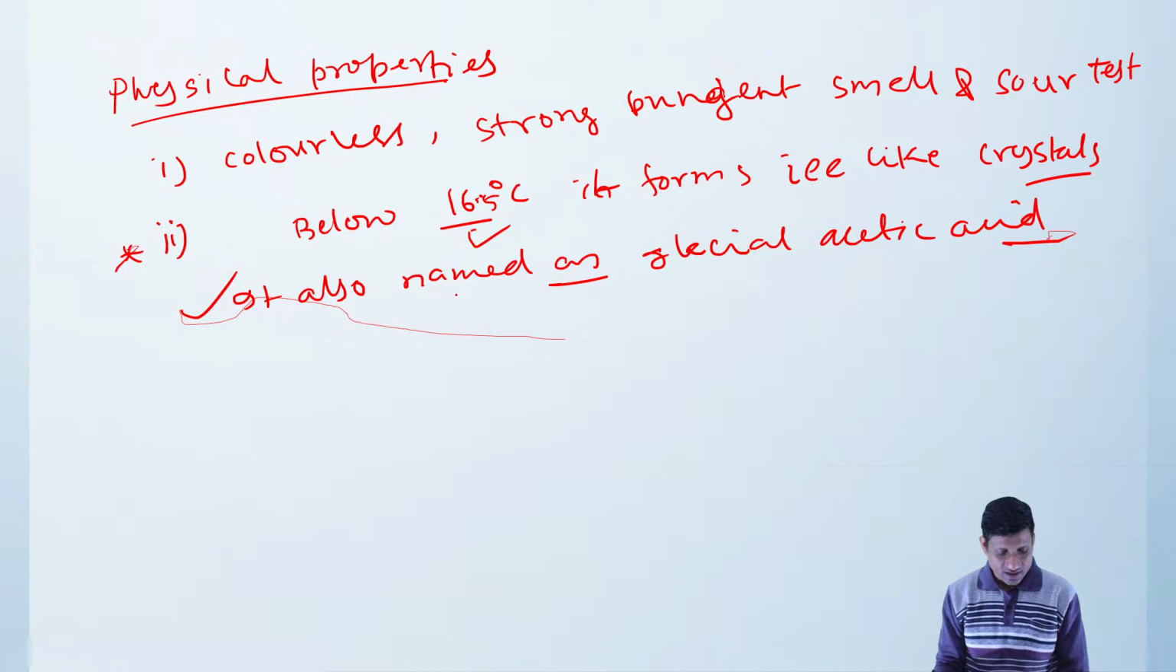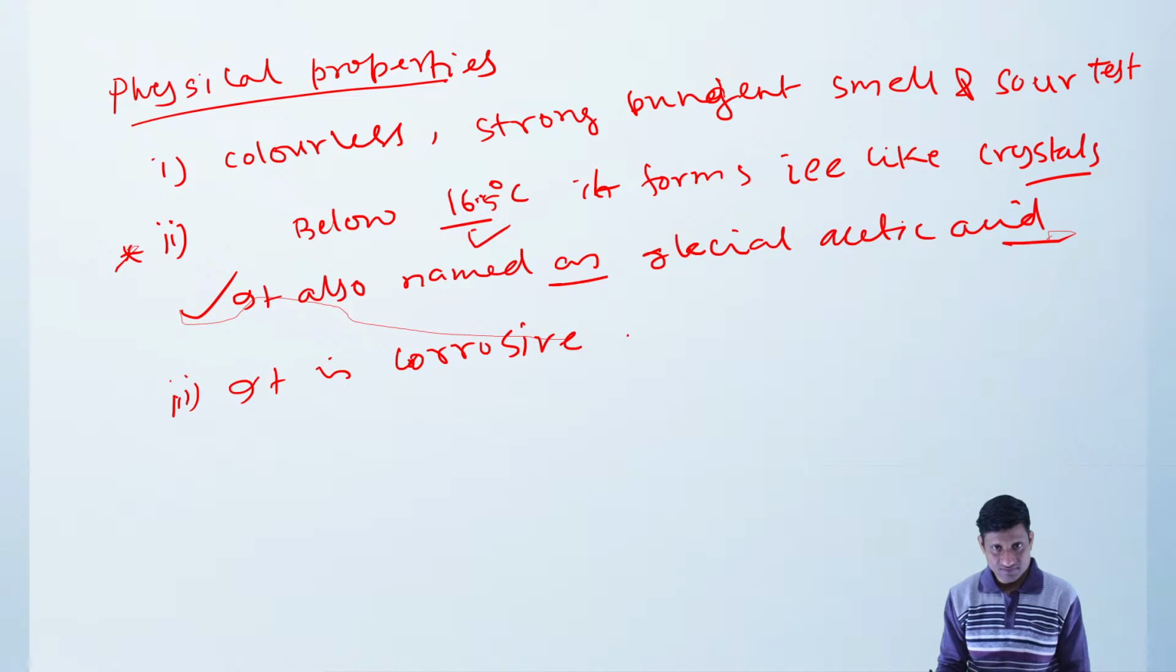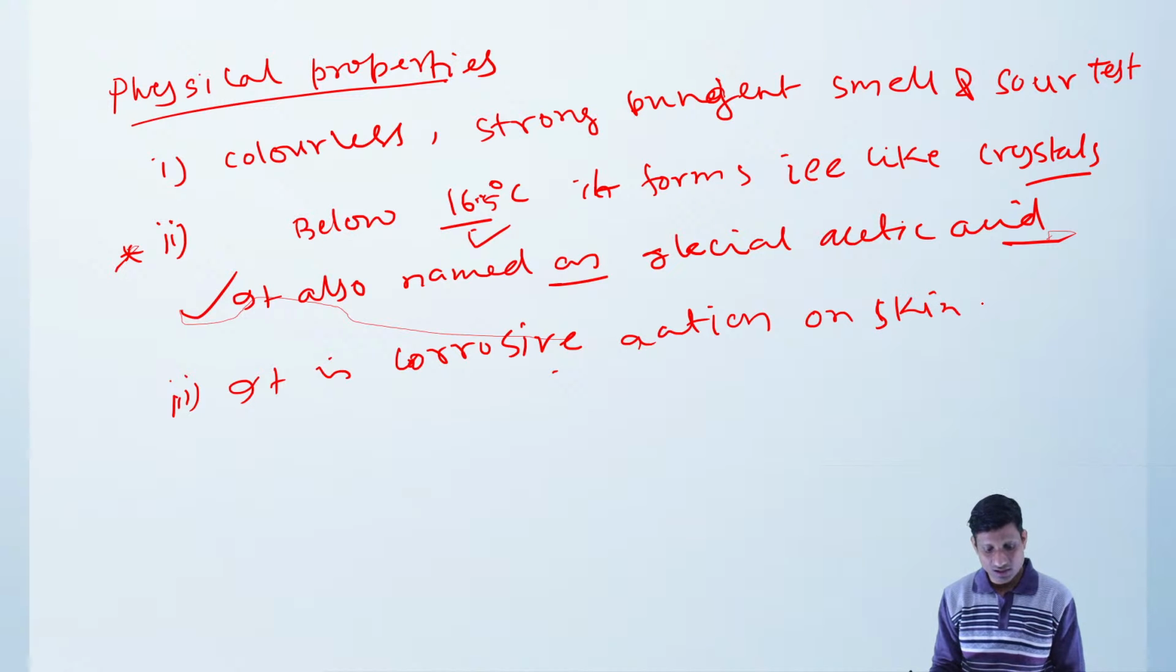Another important point is that it is corrosive in nature. Basically, it is corrosive. Action on the skin: if it falls on your skin, it will cause corrosion and also cause blisters.